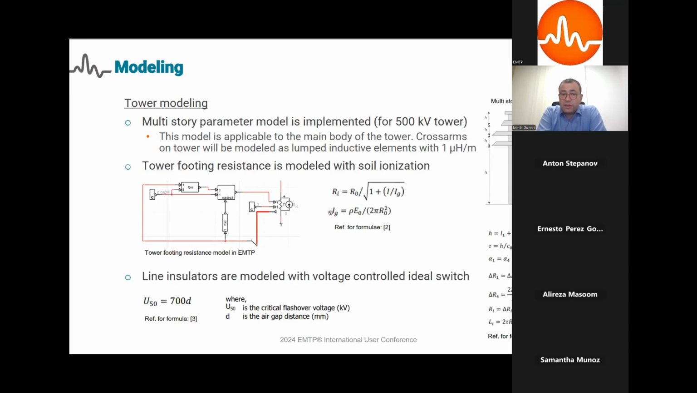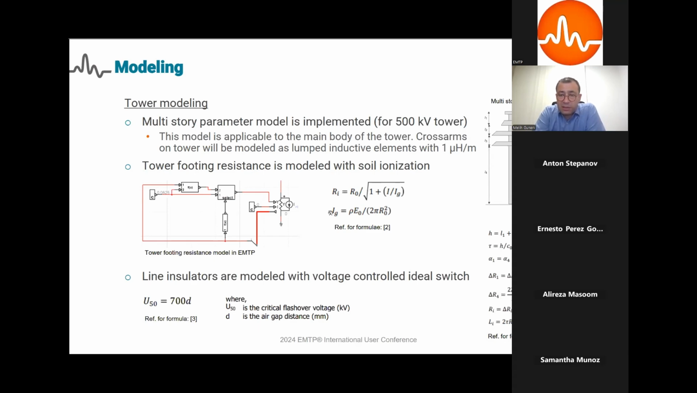And the parameters of this multi-story model are calculated, in our case at least, based on a paper by Ametani, which I have given the reference for in the presentation. And the tower footing resistance is modeled with soil ionization. That is the one where, when there is ionized soil, the tower footing resistance becomes lower, it decreases. So it is already available in the typical examples in EMTP. So we followed the model given in example 5.